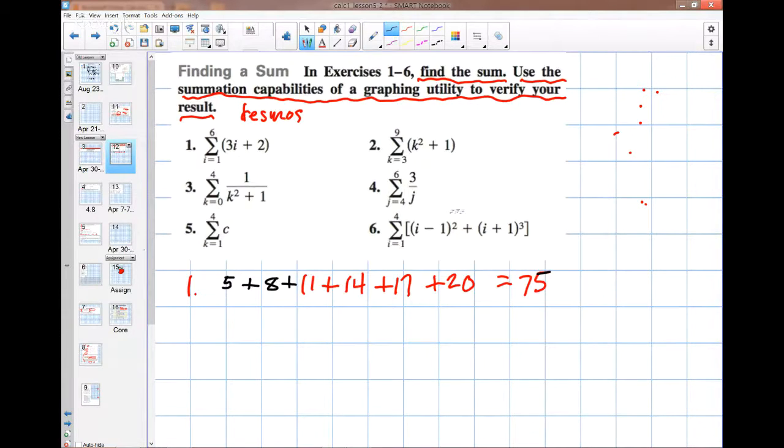Okay, so they're just trying to see if you get the notation here. Now, cool, watch this. I'm going to show you in Desmos.